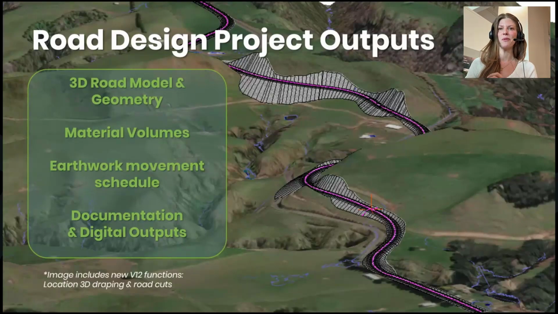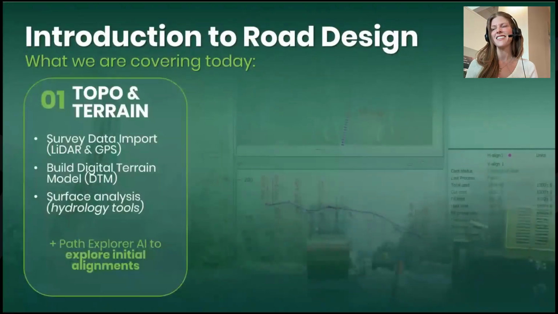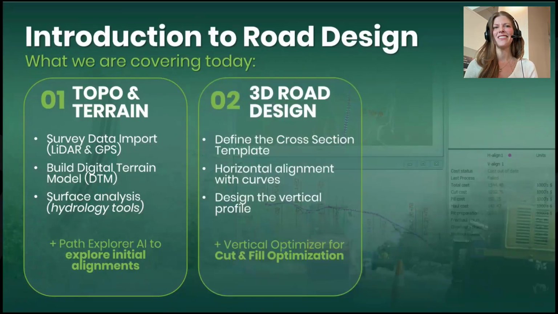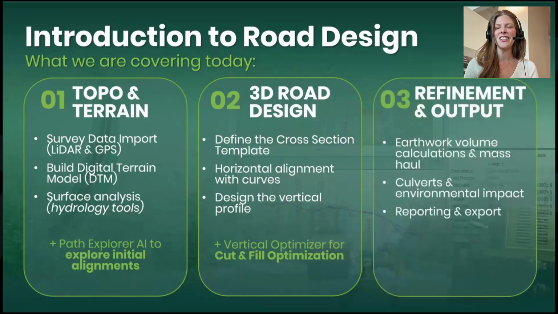So this is a look at what we're going to be doing today. We're going to break it down into three pieces. The first is going to be focusing on that TOPO data import, building of the terrain model. We're also going to include a little bit of Path Explorer in here to help us figure out where to put an initial alignment. The second section is all going to be about the core road geometry, the cross-section template. How do we create our horizontal alignment? How do we add curves, the vertical profile? And then finally, in our third section, we're going to talk a little bit about refinement and output.